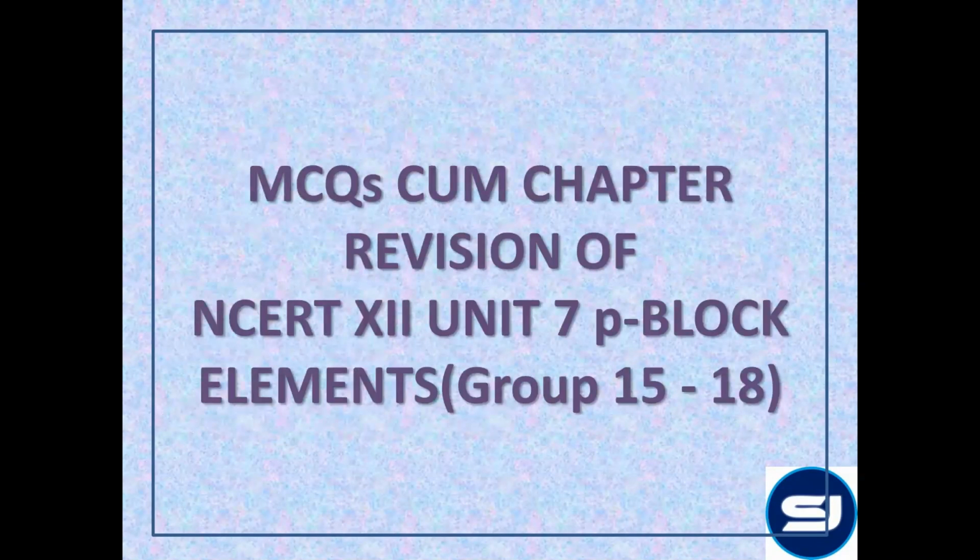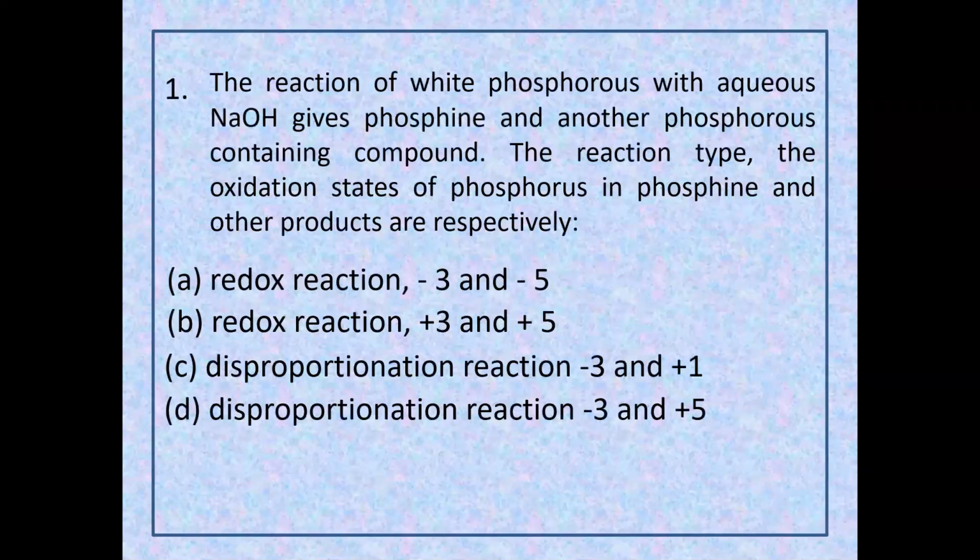Now moving on to unit 7 of 12th, which is the P block covering group 15 to 18. First, the reaction of white phosphorus with aqueous NaOH gives phosphine and another phosphorus containing compound. The reaction type, oxidation state of phosphorus in phosphine and other products are, respectively? Quickly answer. C.